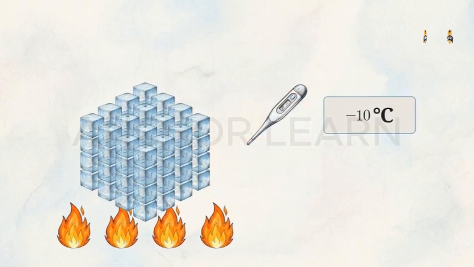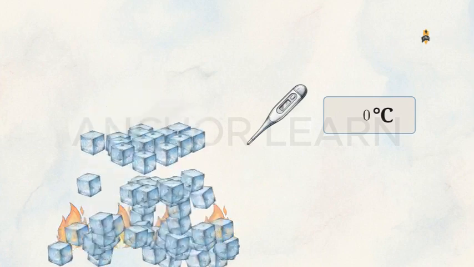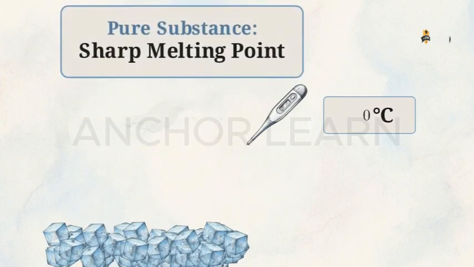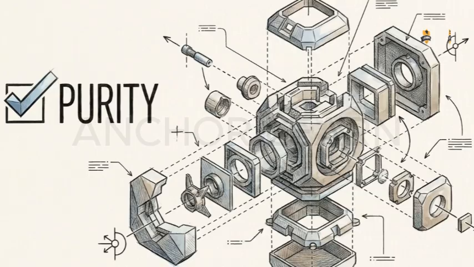Look at this crystal lattice. Because the bond strengths are uniform, when we apply heat, the entire structure holds together. The instant the thermometer hits 0 degrees Celsius, every bond breaks at once. A pure substance melts at one single, sharply defined temperature. In chemistry, purity is strict structural perfection that dictates predictable, instantaneous thermal behavior.